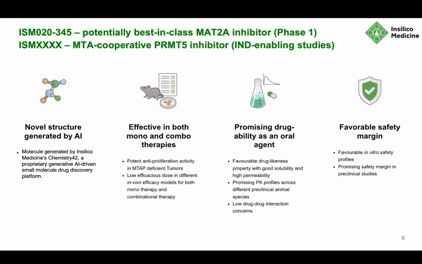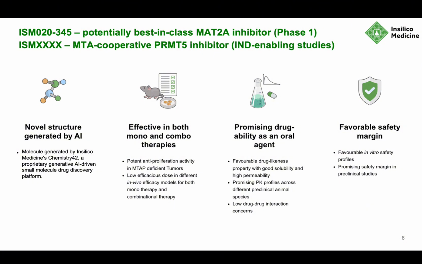And based on our non-clinical data, our molecule has an improved brain exposure, which may allow both MTAP-deleted GBM patients to benefit, but also those patients in other indications that may have brain metastases. So there's a real opportunity here to provide a best-in-class approach to MAT2A inhibition.